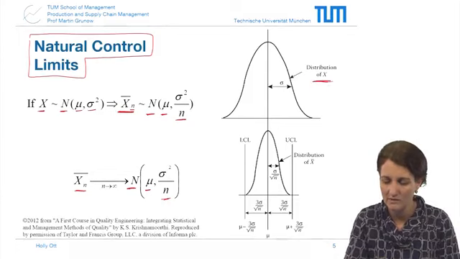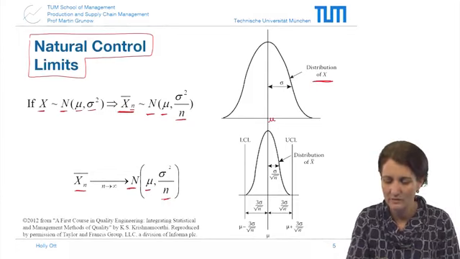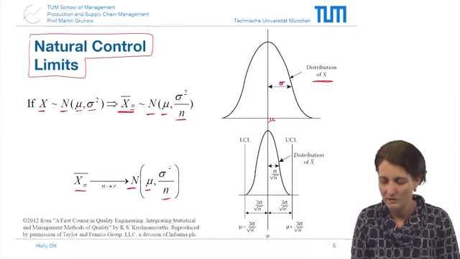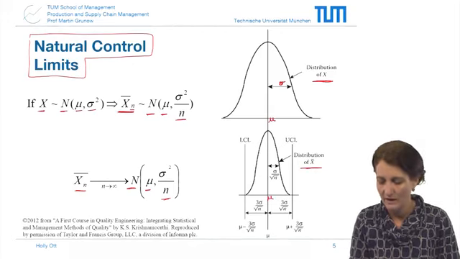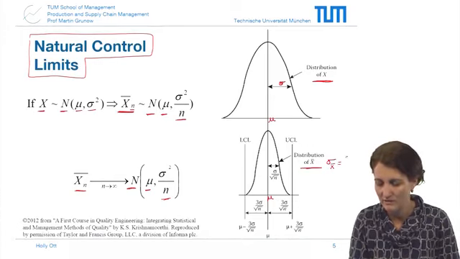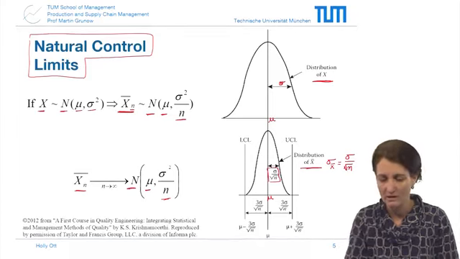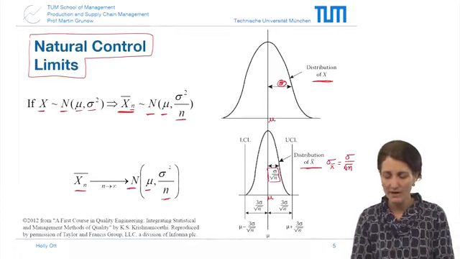We drew a picture of this here. This is the distribution of x, mean mu, sigma. And here we have the distribution of x bar with mean mu, and the standard deviation of x bar is equal to the standard deviation of x over the square root of n, which we show here. And that is smaller than our standard deviation of x.